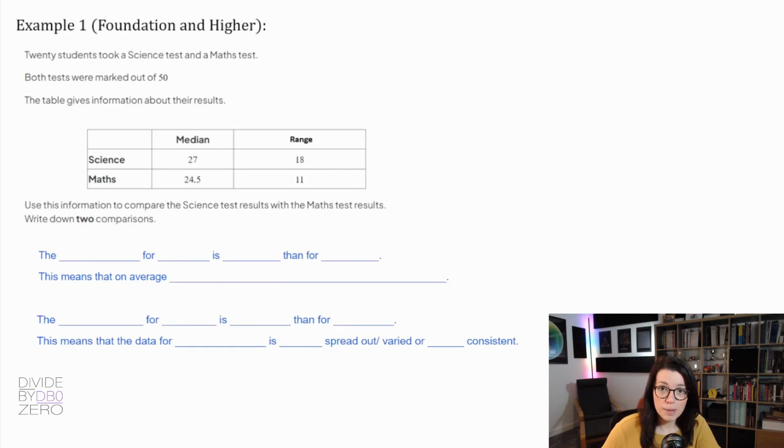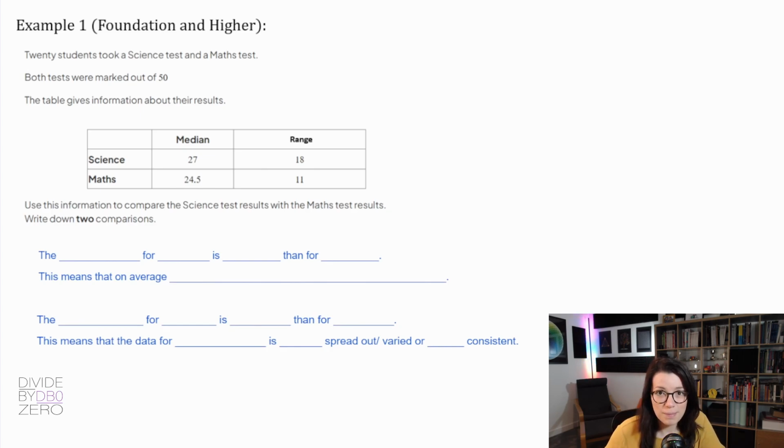Example 1, relevant for both Foundation and Higher. 20 students took a science test and a maths test. Both tests were marked out of 50. The table gives information about their results. And then we have a table showing the median and the range for the science results and the maths results. The question says, use this information to compare the science test results with the maths test results. Write down two comparisons. The fact that it asks us to write down two comparisons shows us that that two-part template is going to be really useful here.